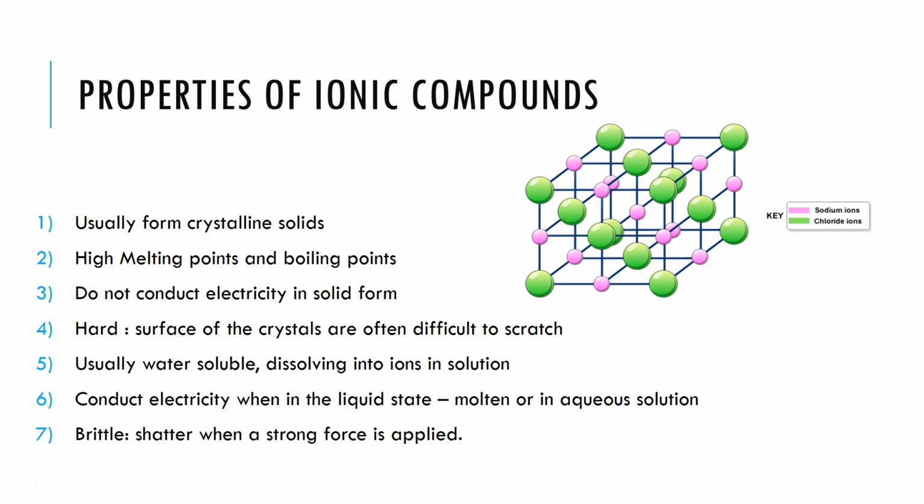Okay, so now we've got the model. Remember, we need to link our properties to the model. So number one, they usually form crystalline solids, and we've talked about this a lot already. That regular pattern, ordered array, gives regularity to its structure. So we see crystals and geometric shapes like we've looked at in class. High melting points and boiling points.